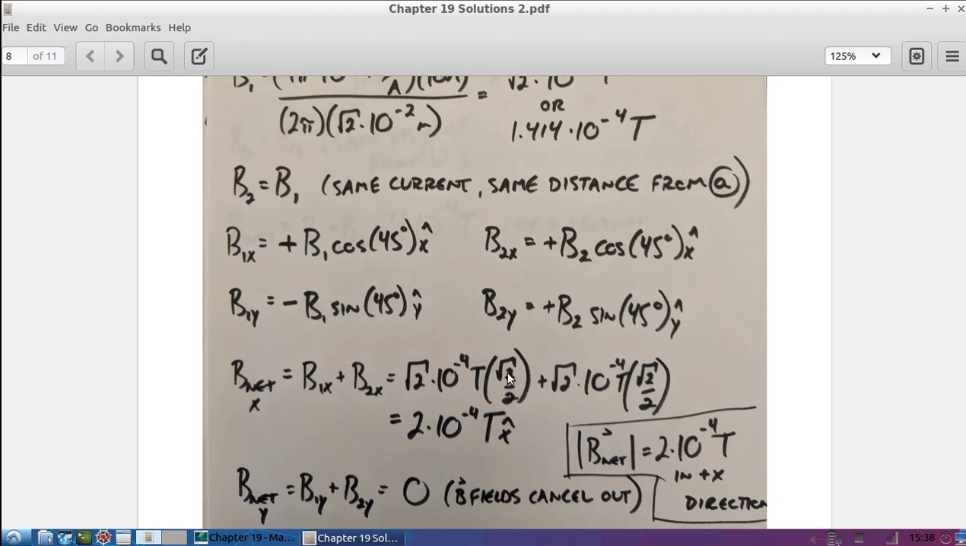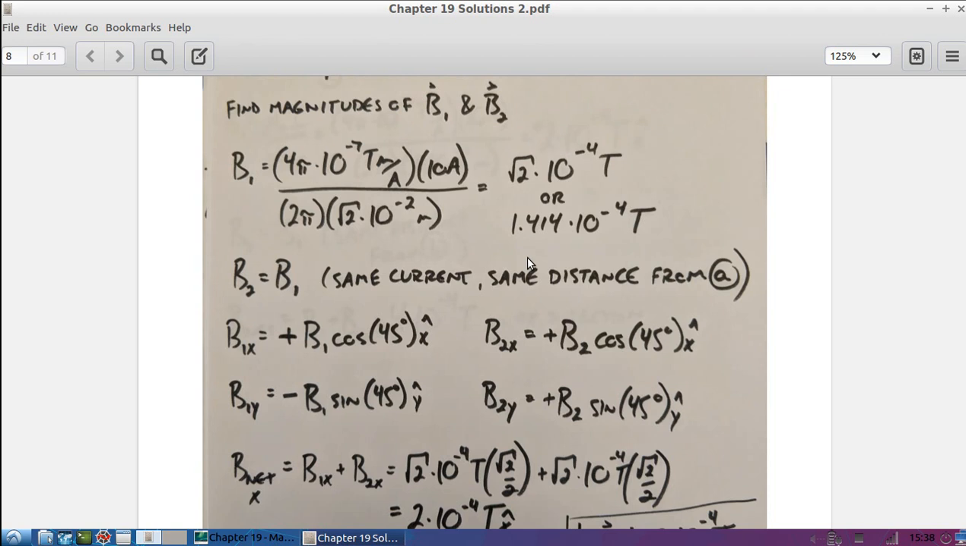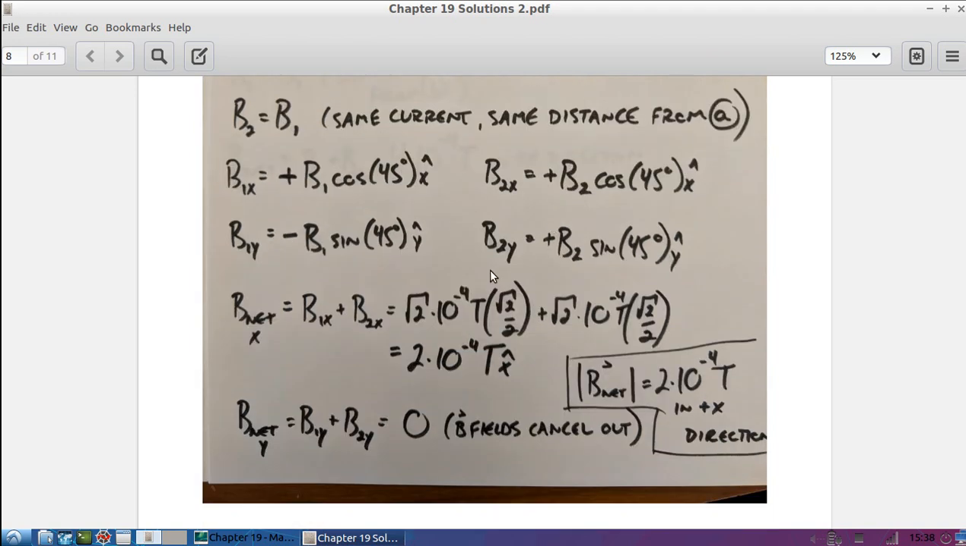And so I'm using cosine of 45 as √2 over 2. The reason I'm doing that is because I'm using my radicals instead of the decimals. You can use the decimals, that's fine. Just do the calculation. But I noticed that √2 times √2 is 2, and 2 divided by 2 is 1. And so it made my math a little bit easier for me to do by hand here.